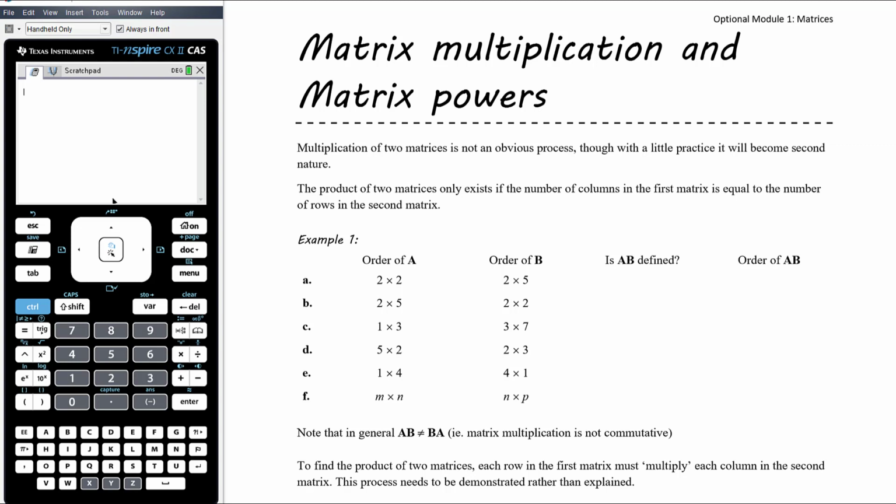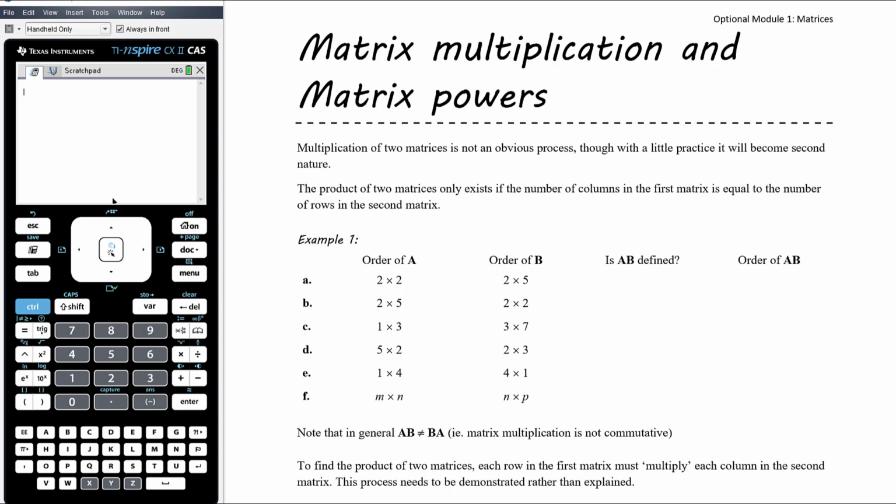Okay, so in the previous video we looked at scalar multiplication, that was multiplication of a matrix by a number. What we want to look at today is how we multiply together two matrices, and this is not a very intuitive process. It is, however, a process that with practice will become second nature, but it is something you need to see, and I need to be able to demonstrate in order for you to be able to do it.